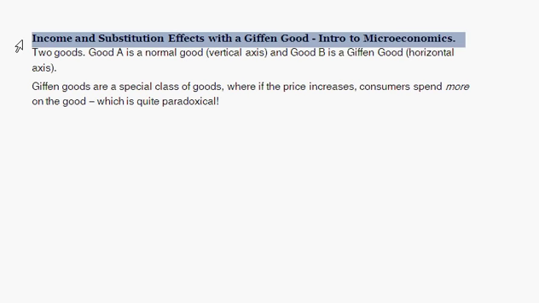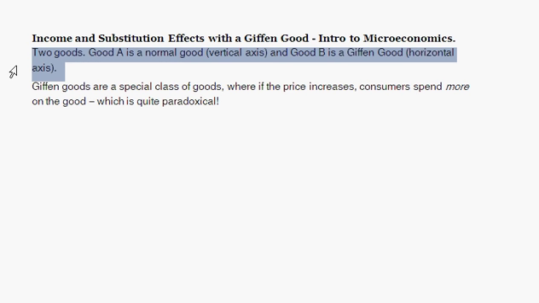Okay, with this example, we're going to do another income and substitution effects example, but with the Giffen good. So we're dealing with the normal two-good economy. Good A is going to be a normal good along the vertical axis. Good B is going to be a Giffen good along the horizontal axis.